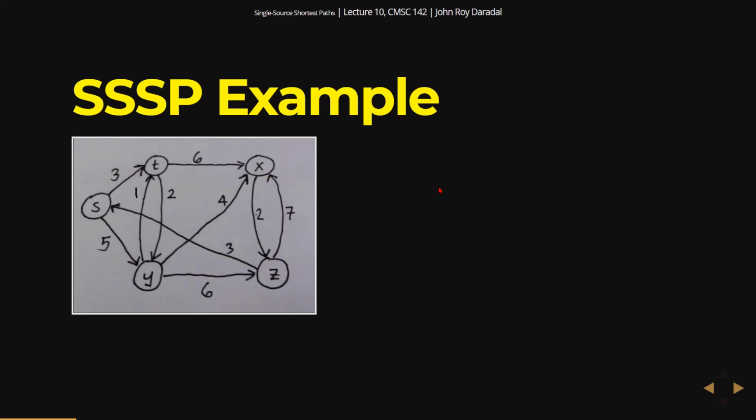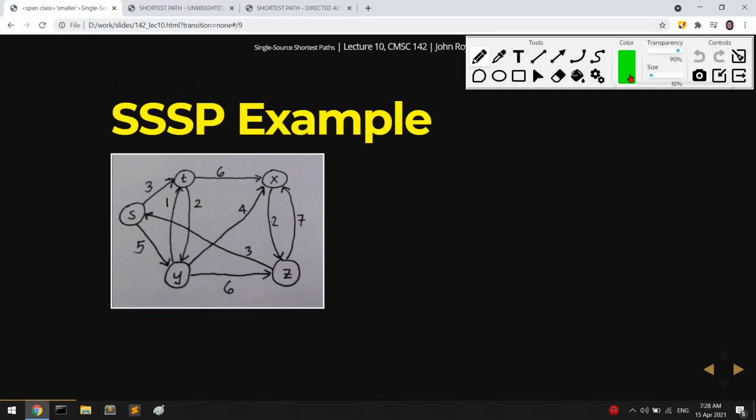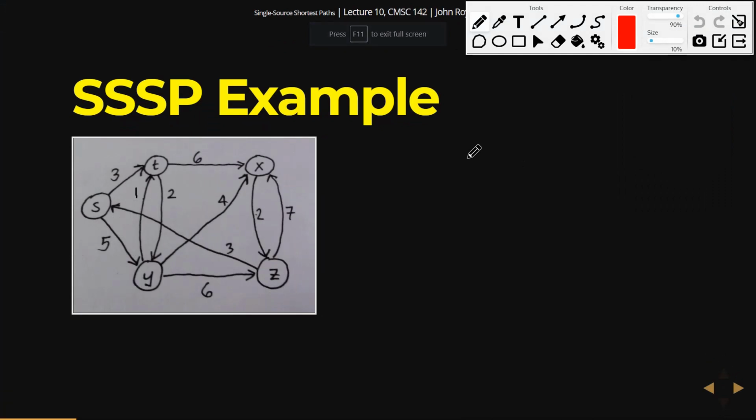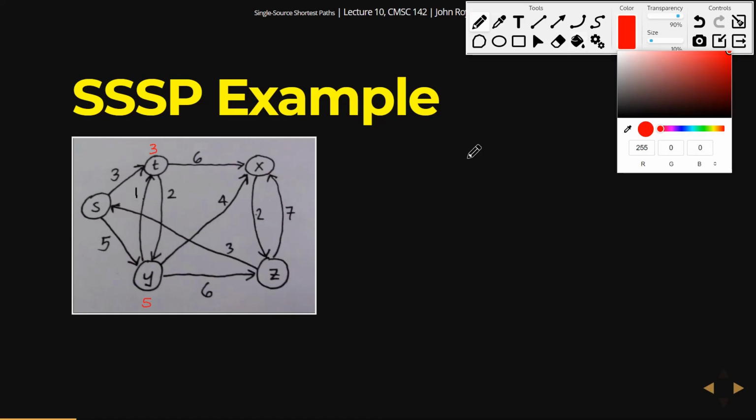Okay, so let's see an example of an SSSP problem. From S to T, what would be the shortest path? The shortest path would cost 3 because it would take this one, S to T. From S to Y, the shortest path would cost 5. Maybe we can change the color. So maybe we can make this 3 and this one 5, because the shortest path would be either from S to Y, or you could take S to T and then T to Y. That also costs 5, right?